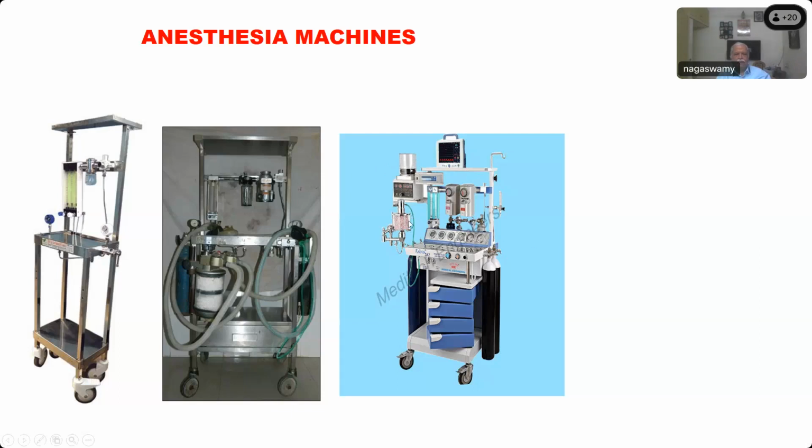Again, a soda lime canister is there. The flow meters are there, and you find provision for 2 cylinders. Then there are 2 modern temperature compensated vaporizers, and you can see the pressure gauge reflectors. So many are there, and then you find the monitor fixed on the top of it with a hook for your IV line. And what is this?